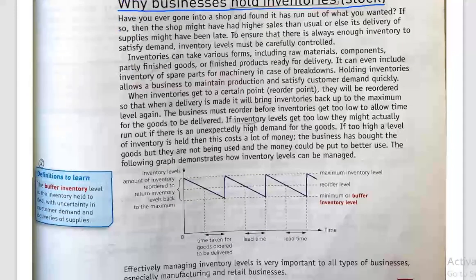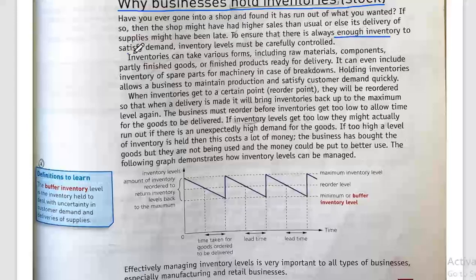So pay attention. Have you ever gone into a shop and found that it has run out of what you wanted? If so, then the shop might have had higher sales than usual, or else its delivery of supplies might have been late. To ensure that there is always enough inventory to satisfy the demand, inventory level must be carefully controlled. So I must keep my eye on the inventory level, and make sure that once the customer asks for a specific product, I have it in my inventory and there's always enough quantity in the stock.